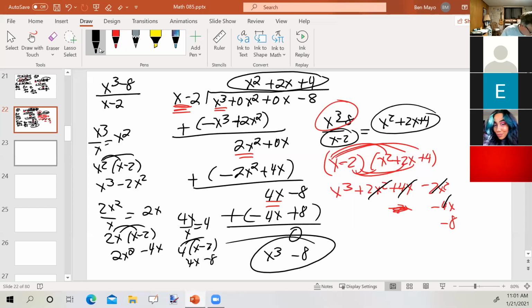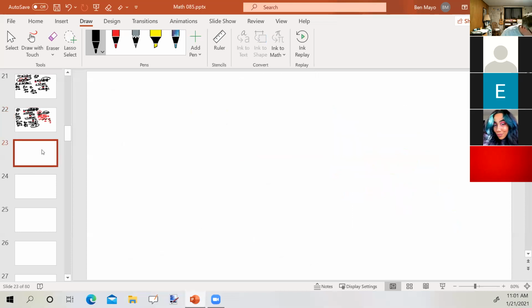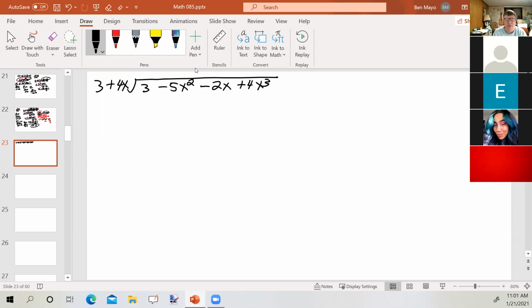All right, let's look at some more problems. How about this one? 3 plus 4x divided into 3 minus 5x squared minus 2x plus 4x cubed. Does this problem have any missing powers?